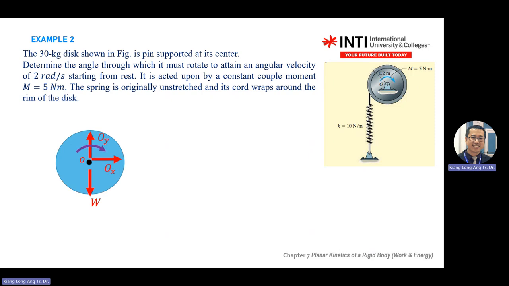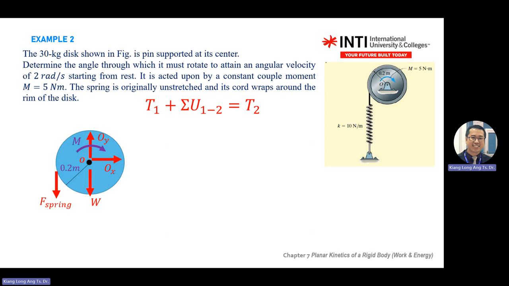OX, OY. Remember, in chapter 7 onwards, your question will not show you the capital G point. Remember, you always put W at the center of the object. W goes down. The moment you put inside there. Then there's a force, spring force pulling you down. Then you write principle of work and energy.